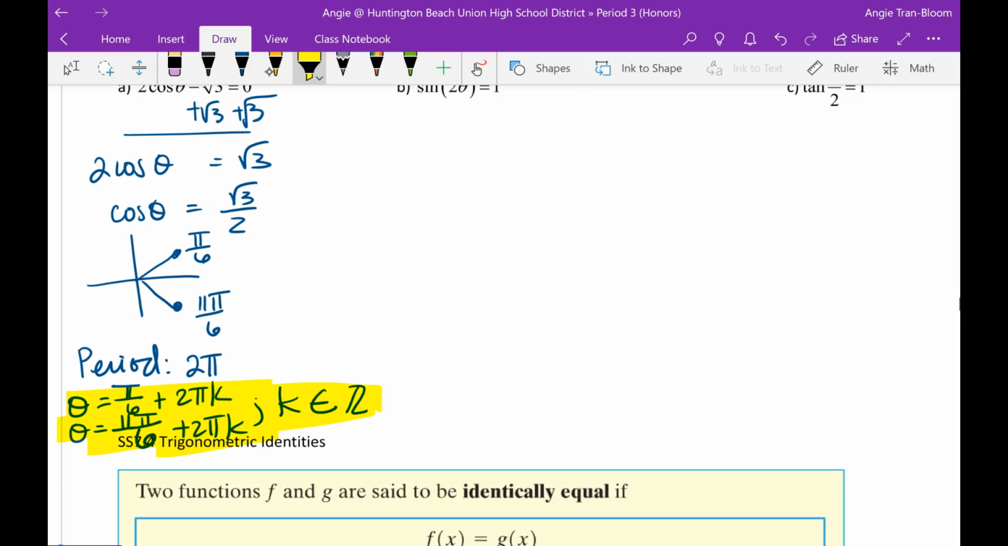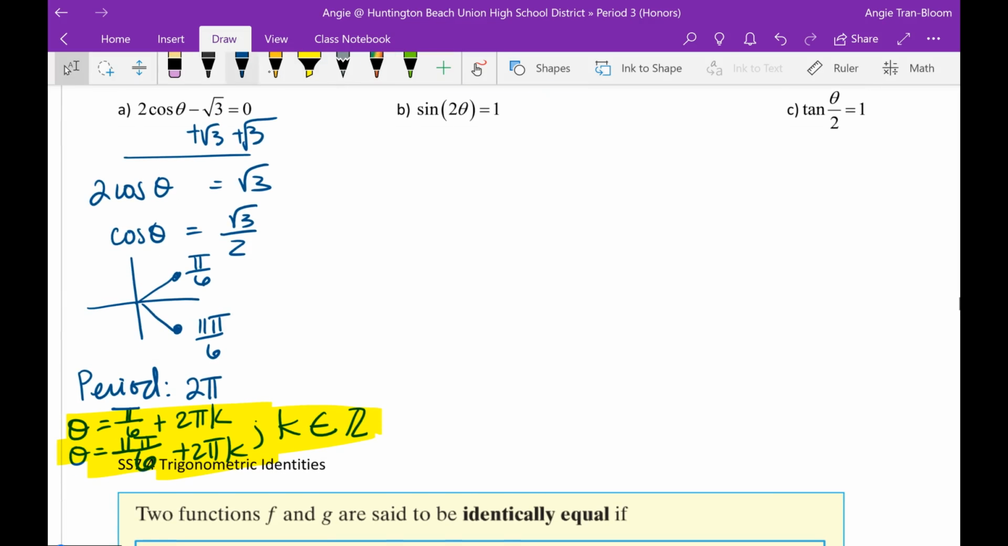Then it says, give me 6 of them. So I'll take negatives, I'll take positive, I'll take whatever. But usually we want to start when k is 0. When k is 0, what's my smallest theta? Pi over 6 and 11 pi over 6.